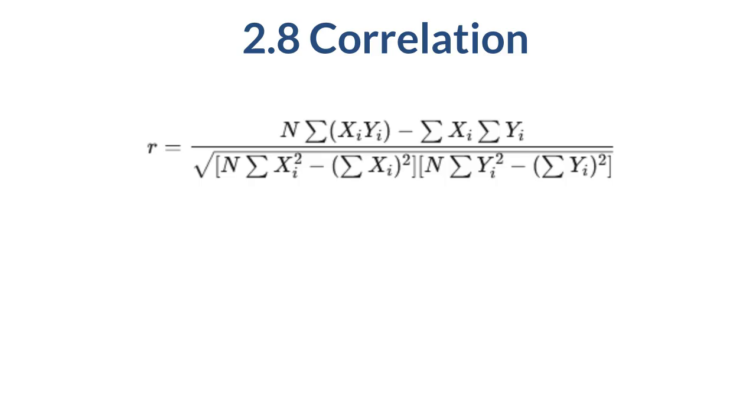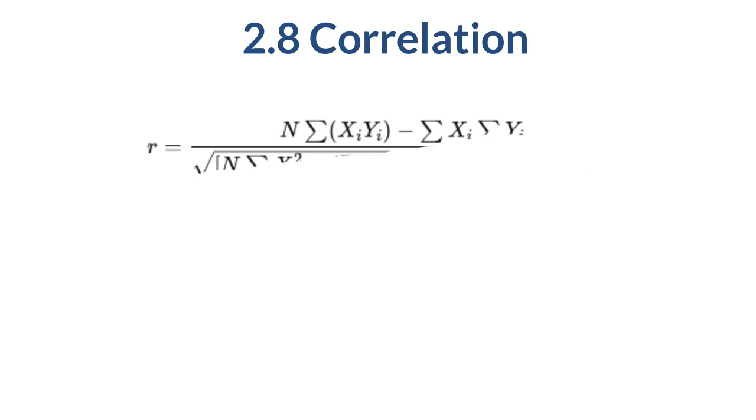X sub i and y sub i are the individual data points for each variable. You don't need to memorize this formula because the calculators allowed on the CFA exam have the correlation coefficient function built in. Let's work through an example.